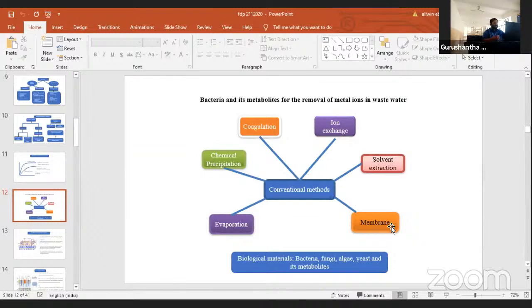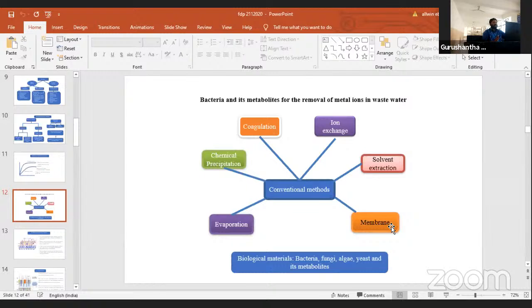Generally, we carry out wastewater treatment by conventional methods like chemical precipitation, coagulation, ion exchange, solvent extraction, evaporation, and membrane processes. We know very well about this. But these processes all have particular disadvantages. Some processes produce secondary sludges. Some give toxic effects inside the solution. Because of all these reasons, we are trying to move towards an alternative method, which is called biosorption or bioremediation.